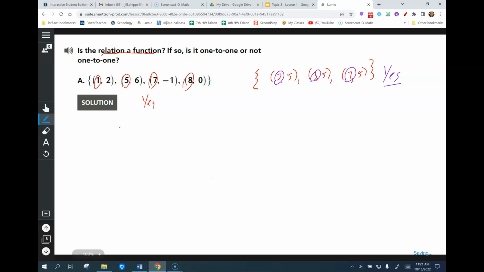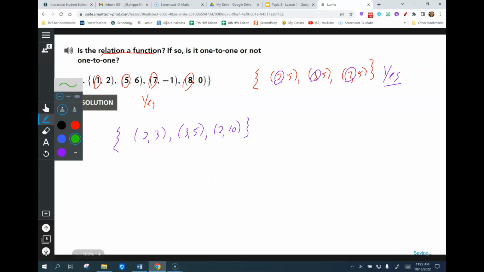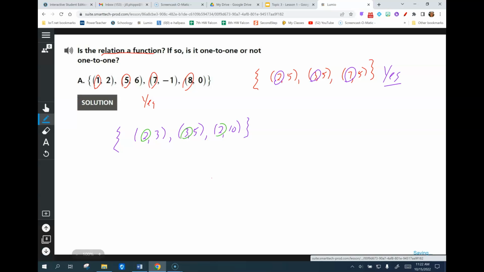Okay? Another one. (2, 3), (3, 5), (2, 10). Okay? Do any of my x values repeat? Yes, they do. So they repeat. I have two 2s. So no, this is not a function.